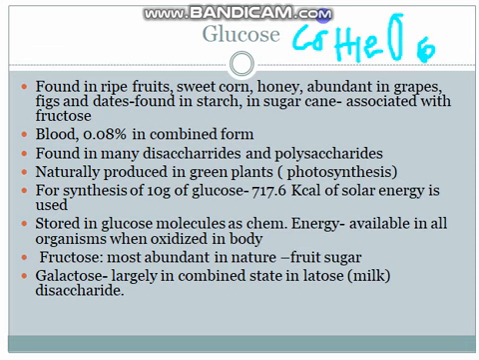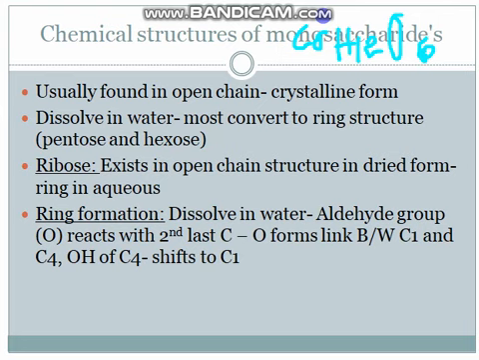Okay, the next thing that we have is fructose. It's most abundant in nature, and it's also known as fruit sugar. And there's galactose. Galactose is basically found in milk. It's a disaccharide.